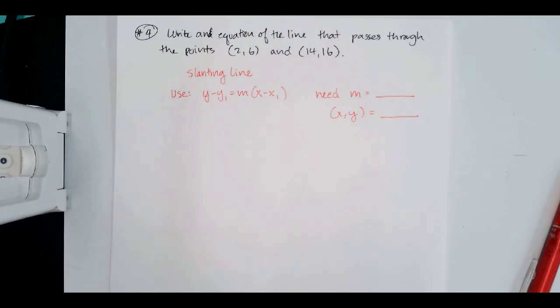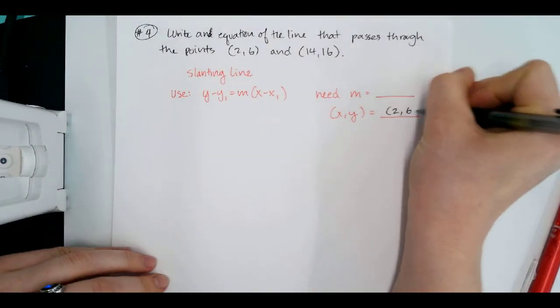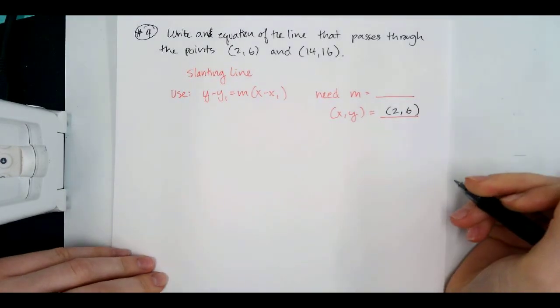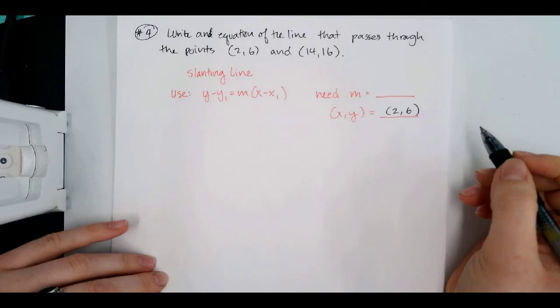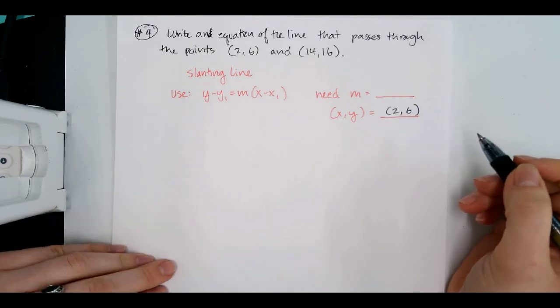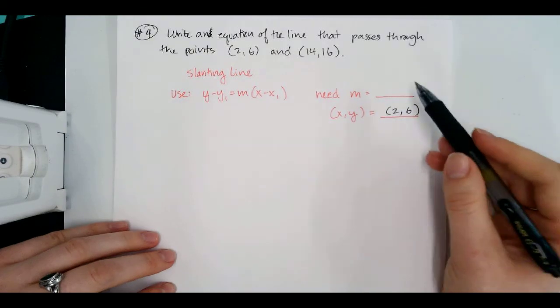Okay, so remember, it doesn't matter which one of the two you pick. They're both from the same exact line. I just chose 2, 6 because the numbers are smaller and normally easier to work with. All right, so the only thing we need now is our slope.